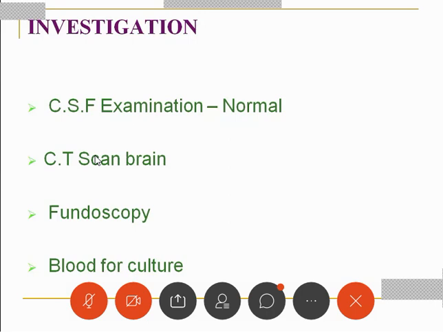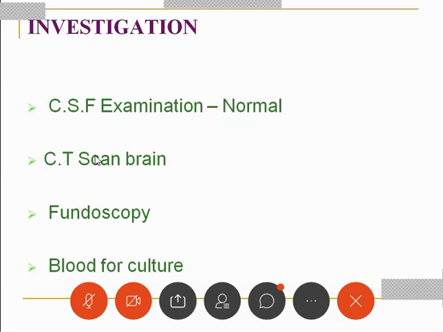Blood for culture should be taken to bring out the basic common source of organism. The fundoscopy is to know the seriousness of the fundus congestion and optic disc congestion, to prevent blindness and to treat rigorously.